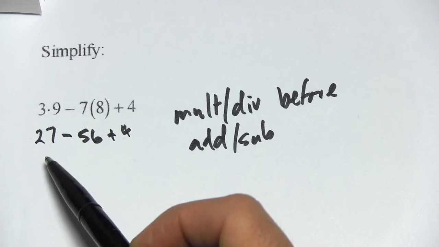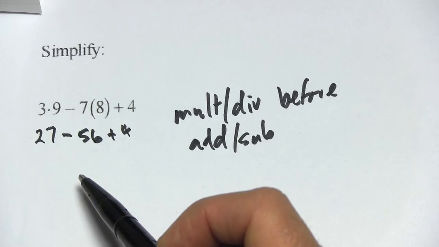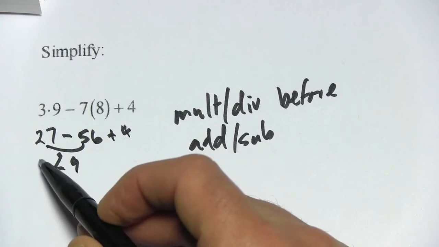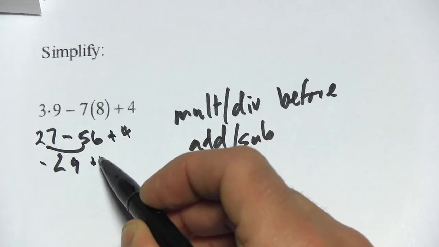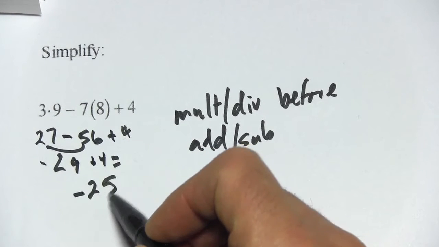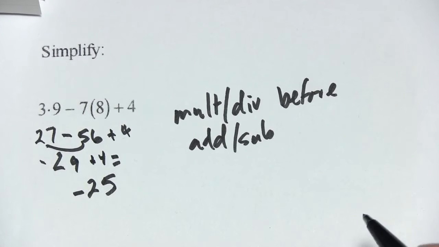So let's see, 27 minus 56, I think that's 29. Sorry, negative 29, and then plus 4. So that's going to equal a negative 25. Might want to double check that on a calculator just to make sure.